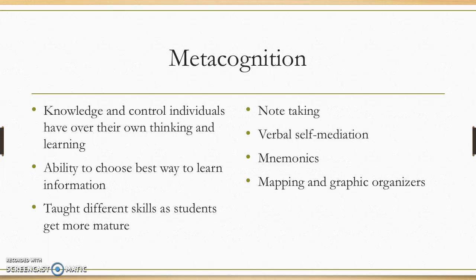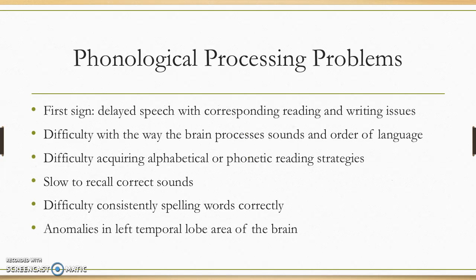Metacognition is the knowledge and control individuals have over their own thinking and learning, the ability to choose the best way to learn information. They're taught different skills as students get more mature. These are things such as note-taking, verbal self-mediation, mnemonics, and mapping or graphing organizers.